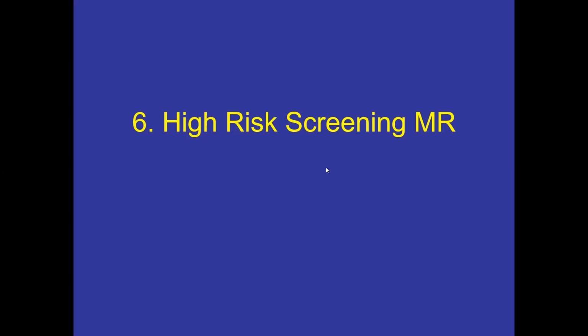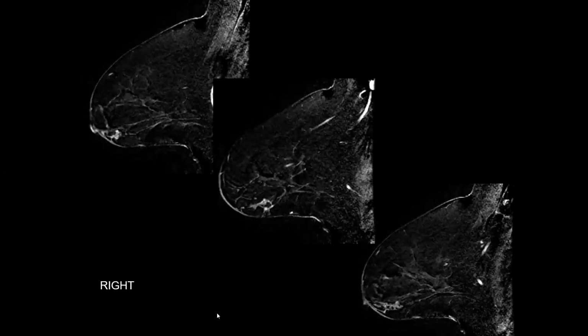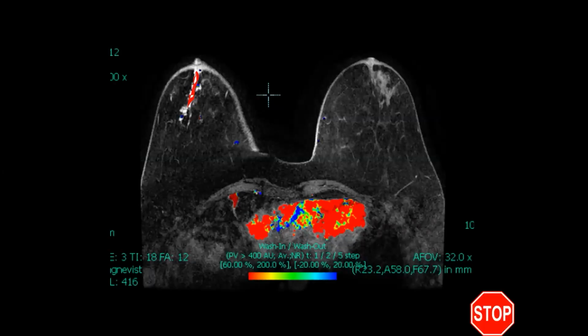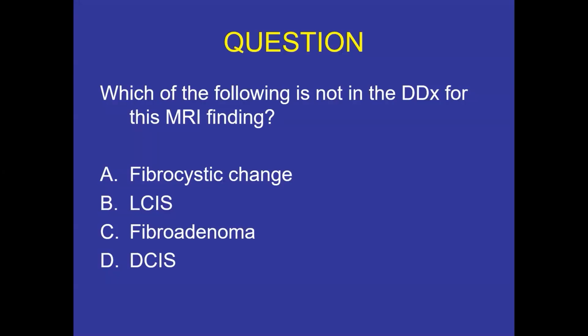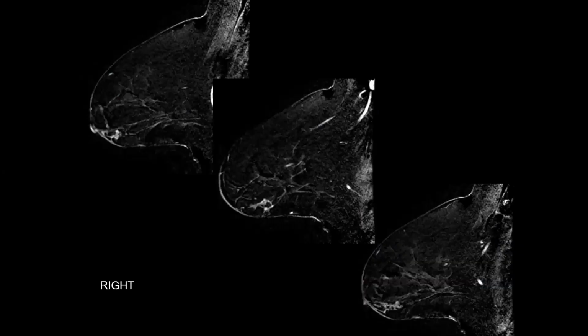High-risk screening MR. These are sequential images in the same breast. Patient had a negative recent mammogram. These are the kinetics. So what you're seeing here is those that were sagittal images of this axial image. We'll go to the question. Which of the following is not in the differential diagnosis for this MRI finding? And I'll go back to show you the images.